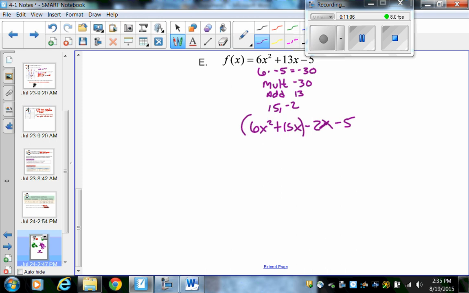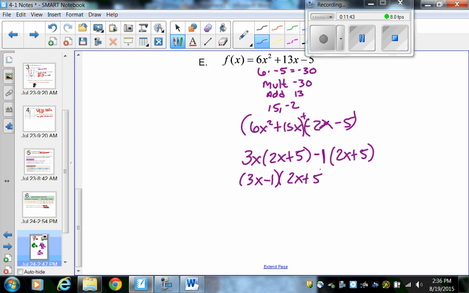Group the first two, group the second two. Yes, there's really addition going on between those. Greatest common factor here would be a 3x. That leaves you with 2x plus 5, because 3 times 5 is 15. Here, I can pull out a -1 so that my signs become the same as the other one. So this factors to 3x minus 1 and 2x plus 5.